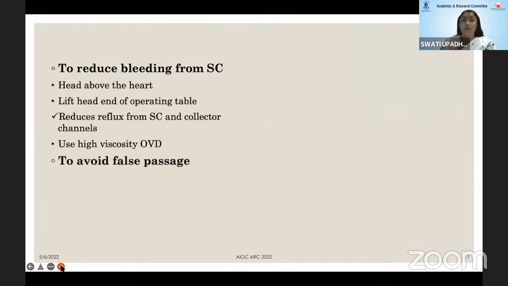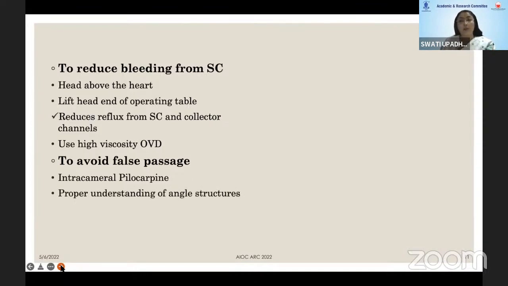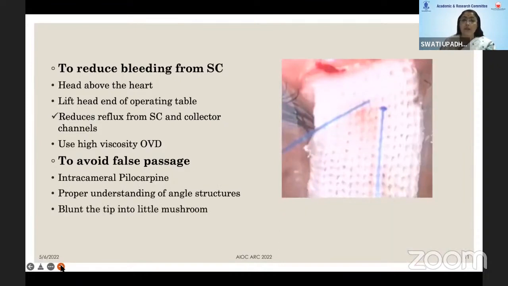Use high viscosity OVD. Now to avoid false passage, we should first use intracameral pilocarpine so that the iris constricts and the angle structures are clearly visible. We should have proper understanding of the angle structures. We should not confuse trabecular meshwork with ciliary body band. Blunt the tip of the 5-0 Prolene suture into a little mushroom, as you can see on the left hand side, as compared to the right hand side suture, which has a very large bulb. If you have a very large mushroom at the tip, it can easily create a false passage. So it should be just the blunting of the tip.